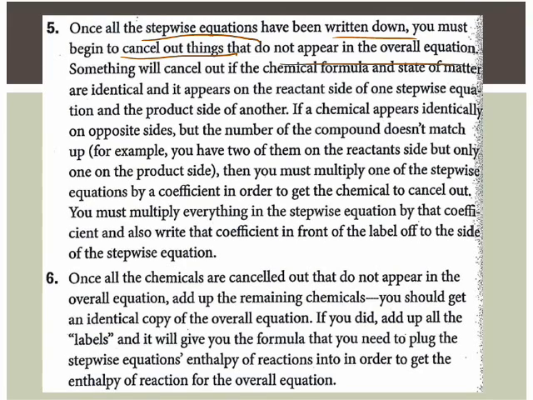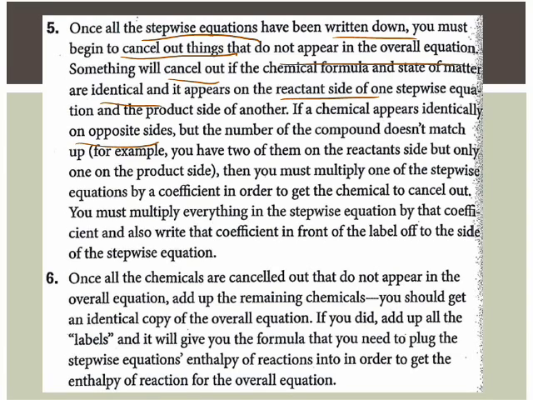Now, something will cancel out if the chemical formula and state of matter are identical and it appears on a reactant side of one of the stepwise equations and the product side of another. If a chemical appears identically on opposite sides, but the number of compound doesn't match, then you must multiply one of the stepwise equations by a coefficient to get the chemical to cancel out. Now you must multiply everything in the stepwise equation by that coefficient, and also write that coefficient in front of the label off to the side of the stepwise equation.